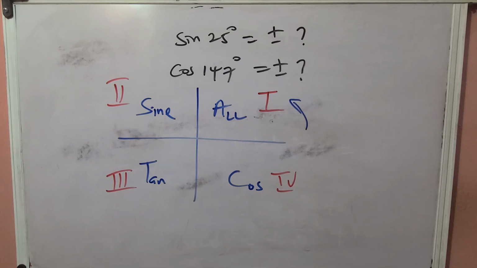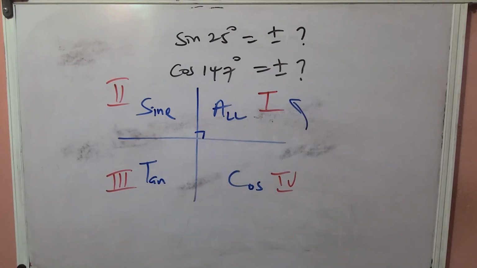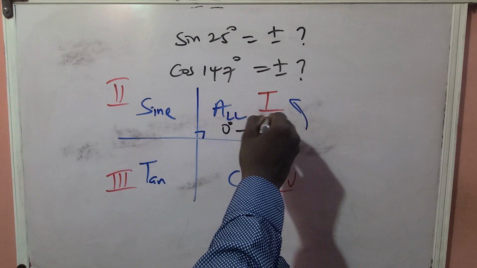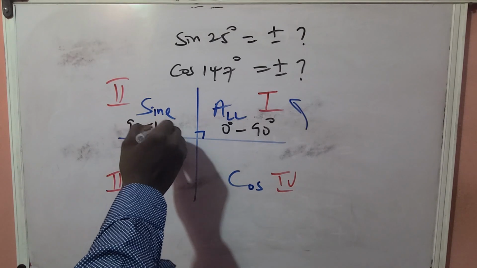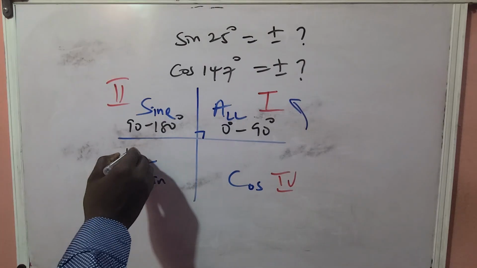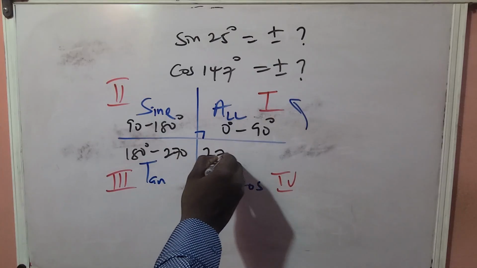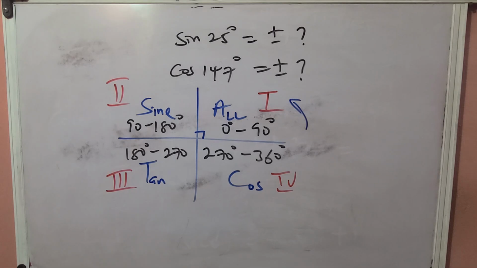Now, how do you identify the angles of each of these quadrants? Well, for this quadrant, you can see right here that this is the first 90 degrees. So what we have in quadrant 1 is from 0 degrees to 90 degrees. And from here, we'll be dealing with 90 degrees to 180 degrees. And here we'll be dealing with 180 degrees to 270 degrees. And here we'll be dealing with 270 degrees to 360 degrees. So that's how we identify the angles on each of these quadrants.